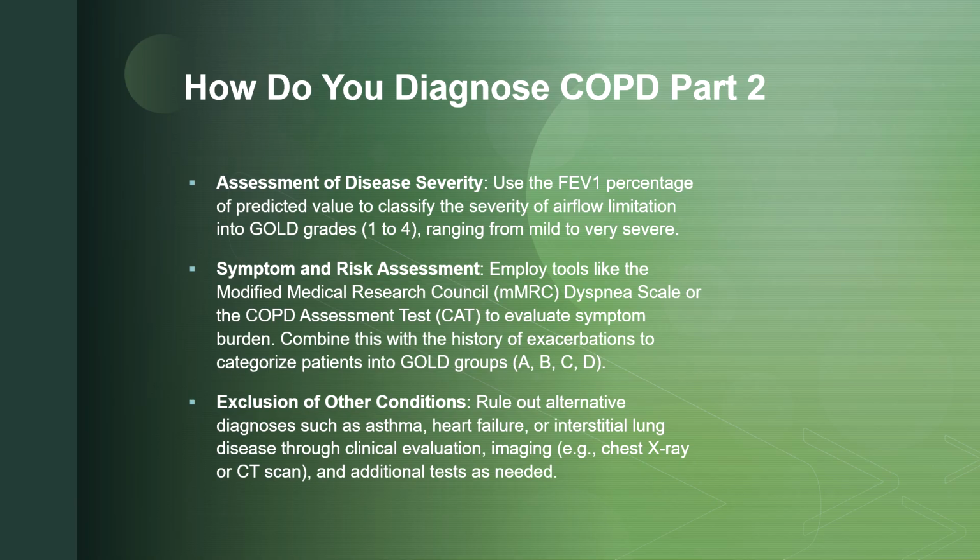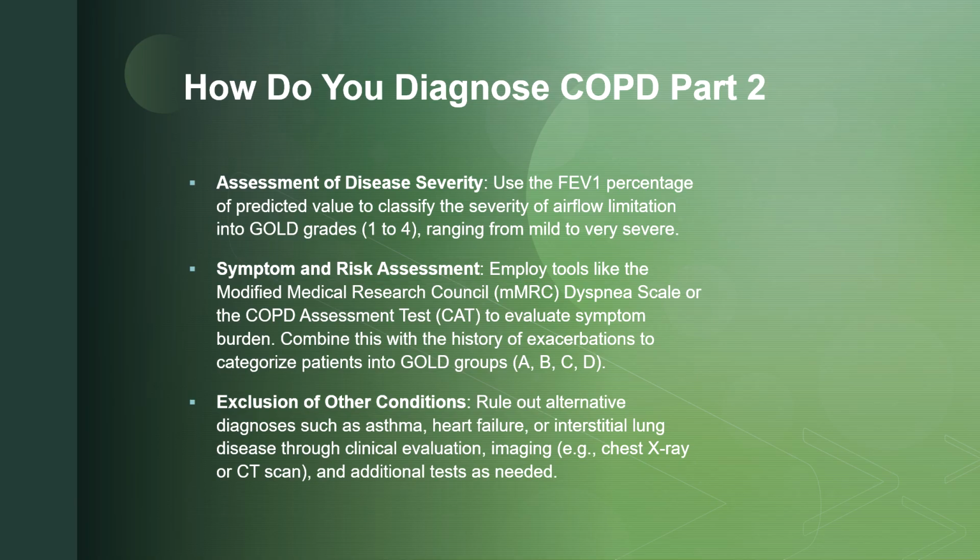I'm going to go into a little bit more detail on the next slide, but gold level 1 has an FEV1 of greater than 80% of predicted. Gold level 2 has an FEV1 of 50 to 79% of predicted value. Gold 3, which is severe, has an FEV1 of 30 to 49% of predicted, and gold 4 is an FEV1 of less than 30% of predicted, which is the worst kind.